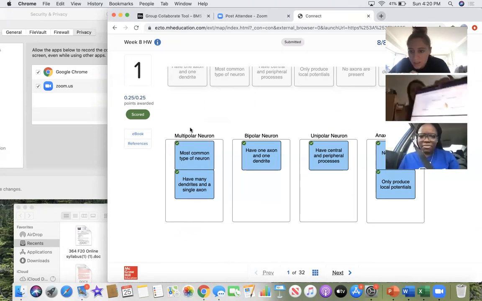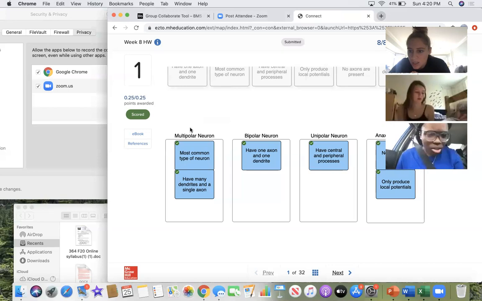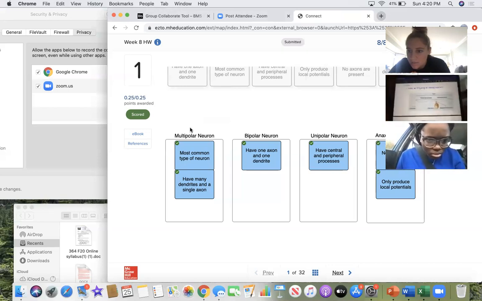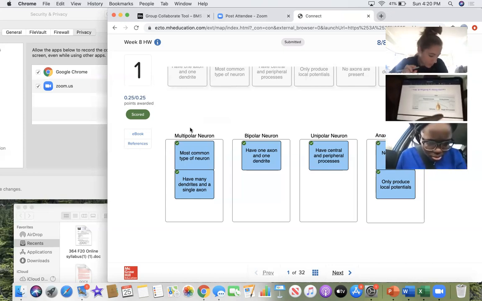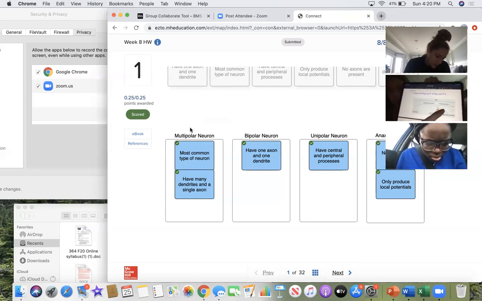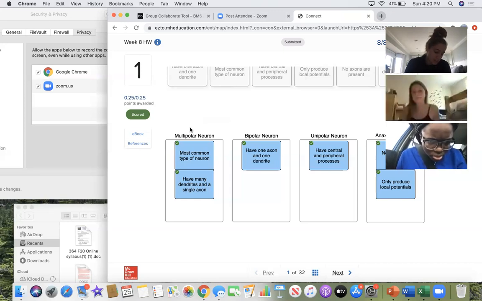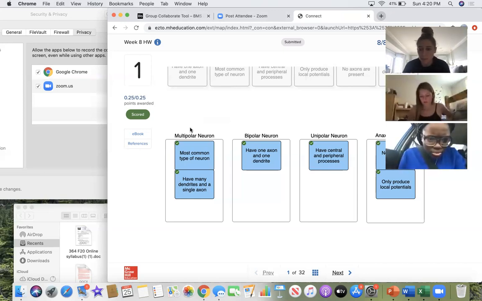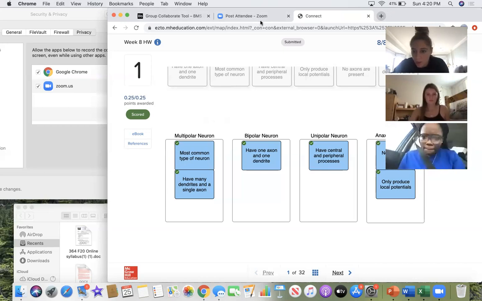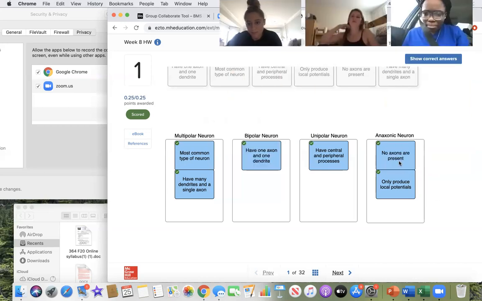Yeah, I didn't even talk about any. So, hold on. You can see it in the picture how part of it says peripheral and the other part says central. Okay, so the peripheral process is from the dendrites. This is probably something that we just have to memorize. And the central process is towards the axon. Right. And then anaxonic neurons have no axons present, and only produce local potentials.